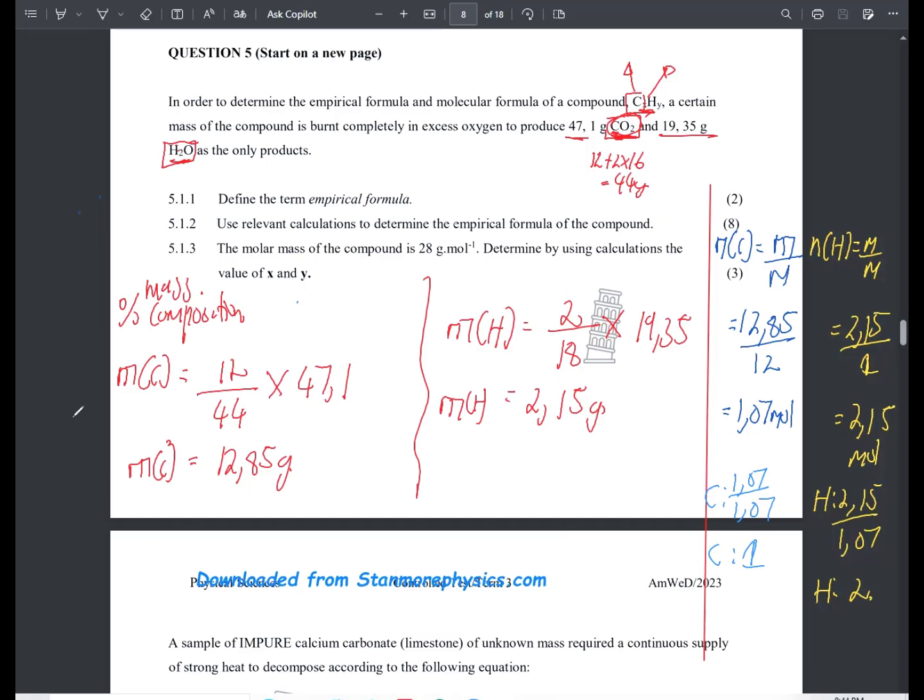So that means our empirical formula right now would have to be what? So empirical formula is CH2, right? That would be the empirical formula, the simplest whole number ratio. So nice, 8 marks like that. So we needed to first start by calculating the mass of the carbon and the mass of the hydrogen, using percentage composition or mass composition of those elements. Then from there on, we continue with our empirical formula as we know it, right?